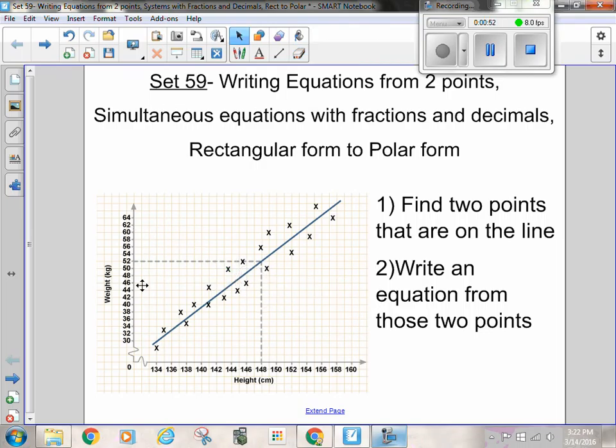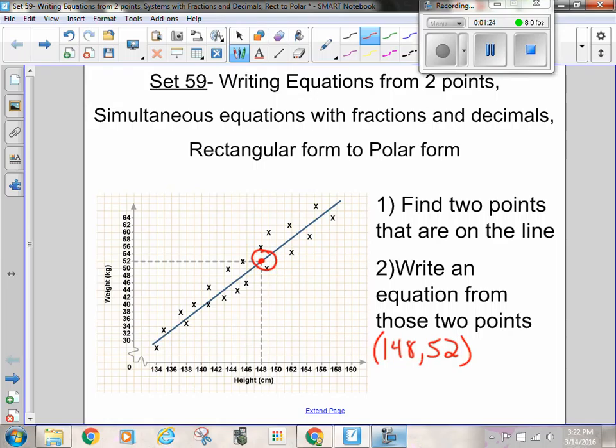Now notice, my blue line does not go through any of those little X's. So to find my 2 points, I'm actually going to create 2 points. And that's where these dotted lines come in. See how my line crosses through the grid points right there? So that is going to be one of my ordered pairs. So I'm over 148 and I'm up 52. So I'm going to actually create a point there. Notice it is a point on the line, not a point near the line, not a point that's not close to the line. I'm picking something that's on the line.